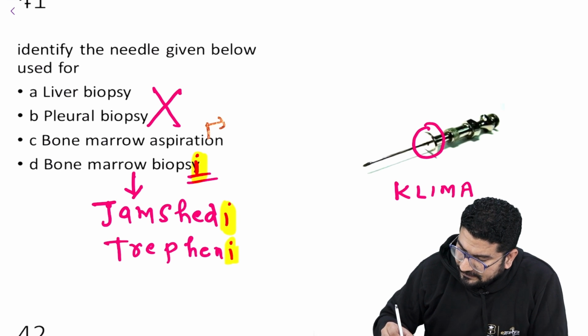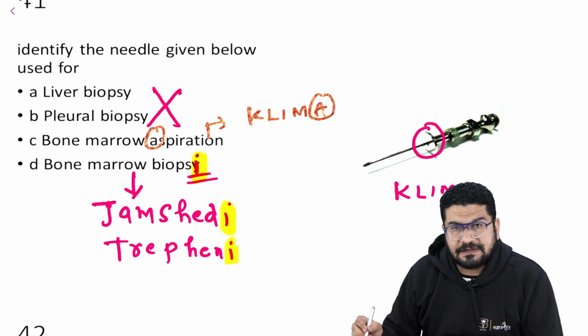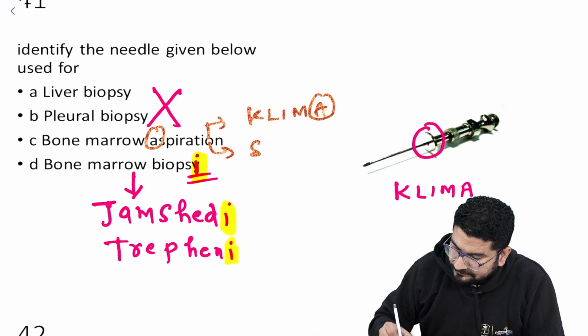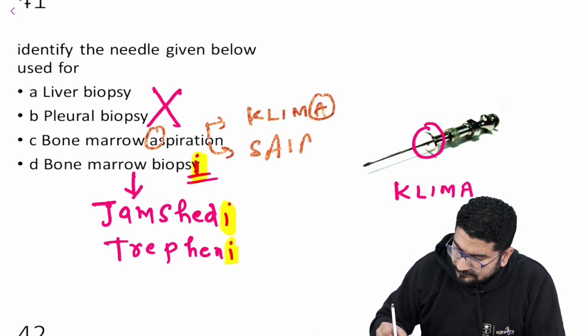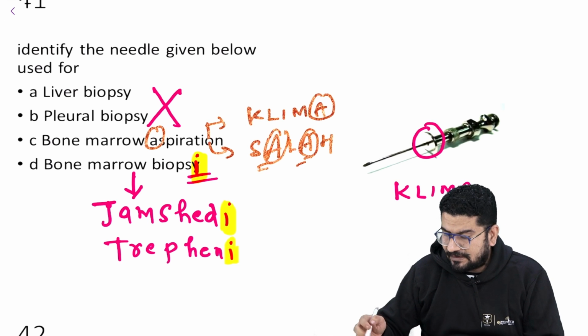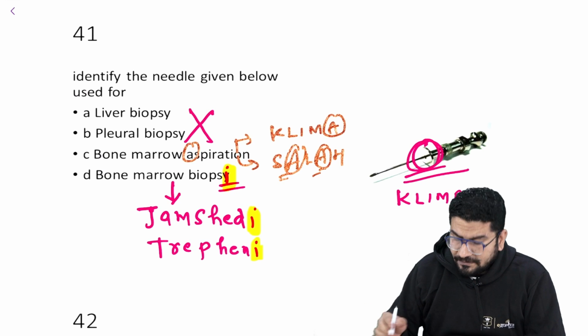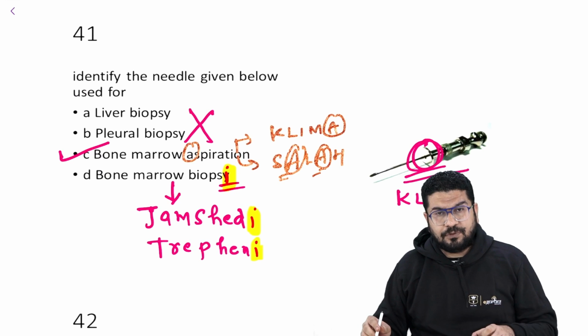One is the Klima needle. A for aspiration: Klima is ending in A. The second is your Salah needle. Salah also has double A. So how can we differentiate Klima and Salah? The Salah needle has an adjustable guard. Here you can see the fixed guard; this is your Klima needle. So the Klima needle and Salah needle we use for bone marrow aspiration. Simple.